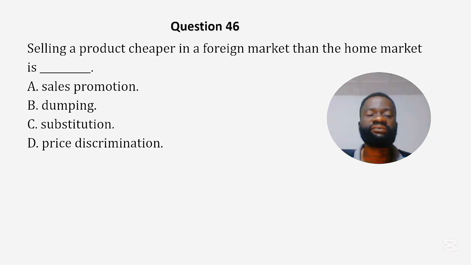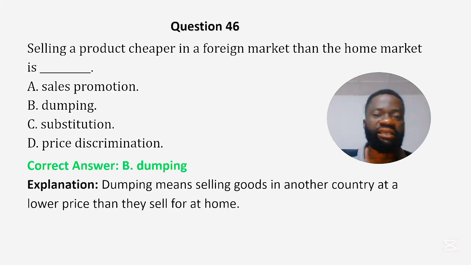Question 46. Selling a product cheaper in a foreign market than the home market is dash. A. Sales promotion. B. Dumping. C. Substitution. And D. Price discrimination. The correct answer is B. Dumping. Dumping means selling goods in another country at a lower price than they sell for in the home country.